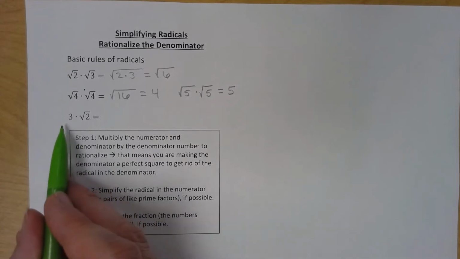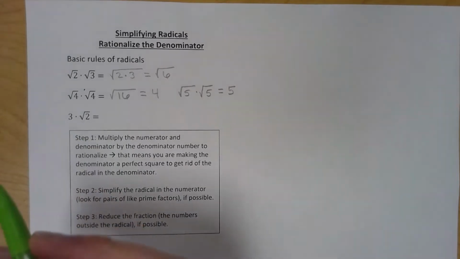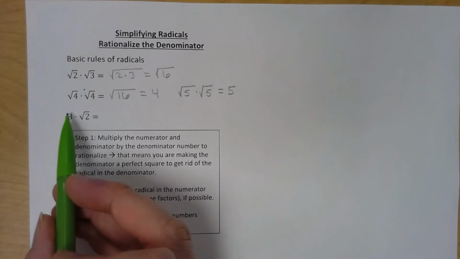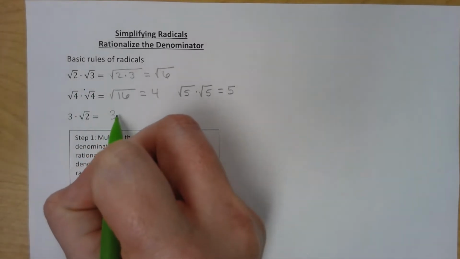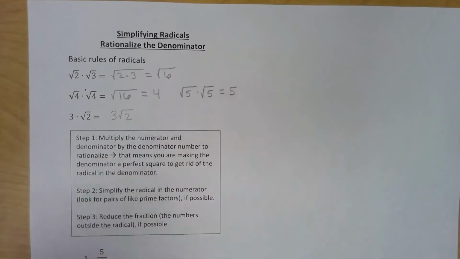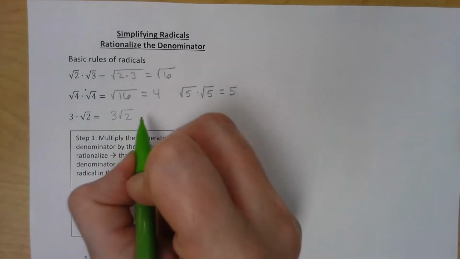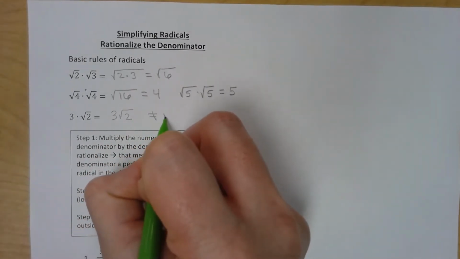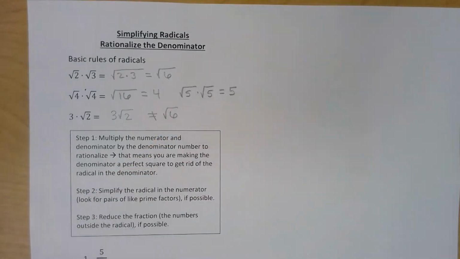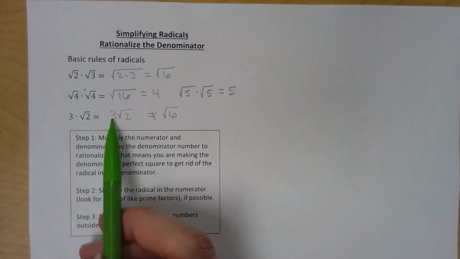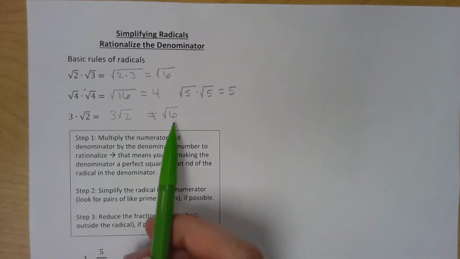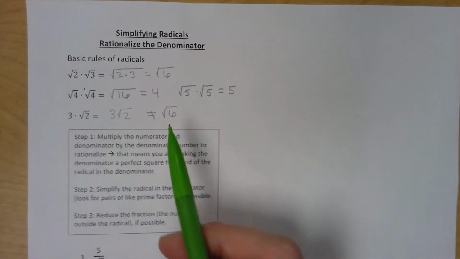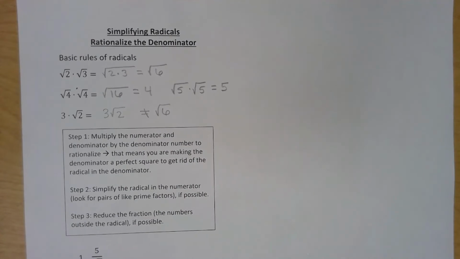If we see this one, we have 3 times the square root of 2. The 3 is already on the outside of the radical and the 2 is on the inside, so we can just write 3 square root of 2. You would not be able to multiply them together, making it the square root of 6. The 3 must stay on the outside of the radical and the 2 is on the inside. You cannot put them together under the radical or outside of the radical, either way.